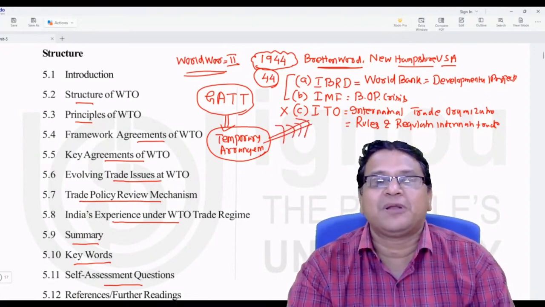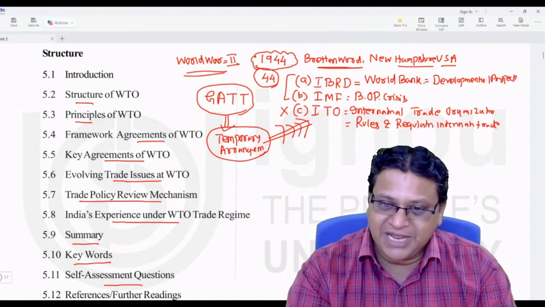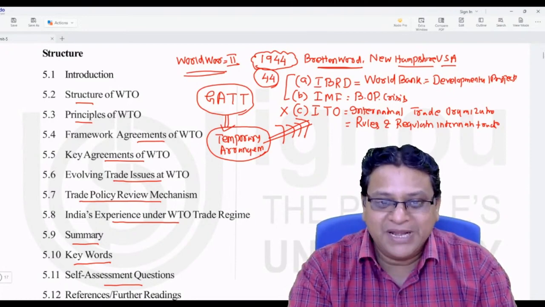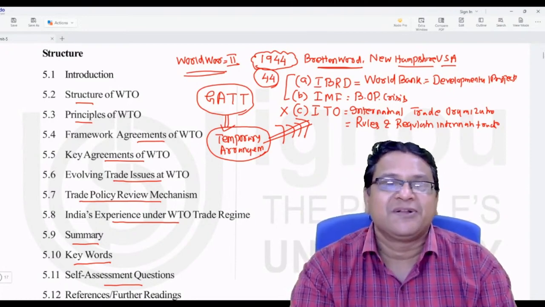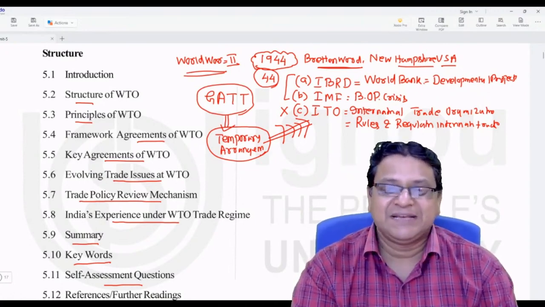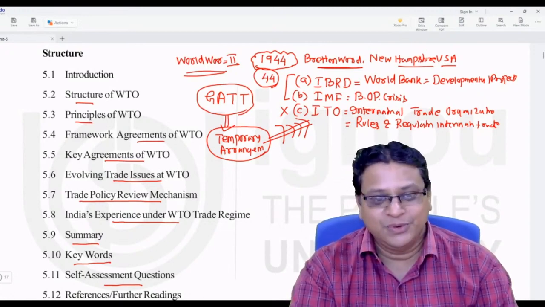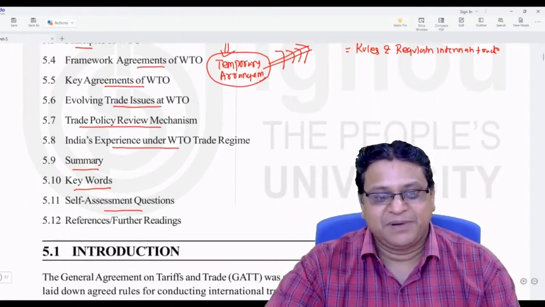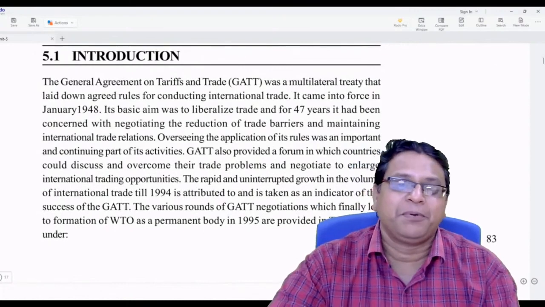Countries were trying to frame ITO as a permanent institution, but up to the time ITO is framed, they arranged one temporary agreement within the purview of which the international trade will take place. So GATT is a predecessor to ITO. So we will discuss one by one. GATT. First we will discuss GATT, before WTO.